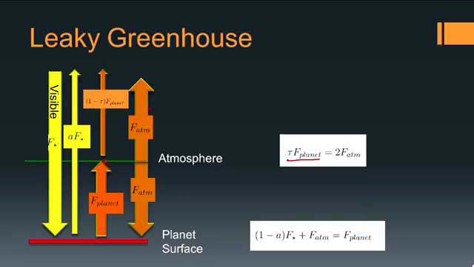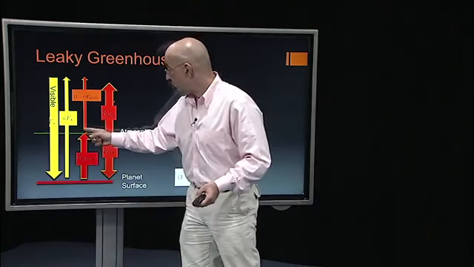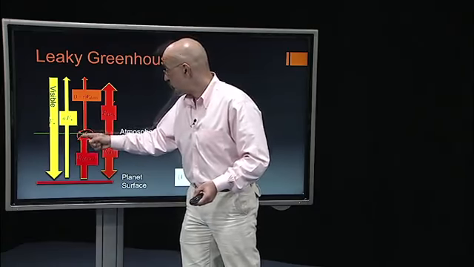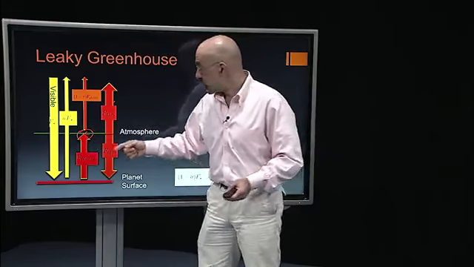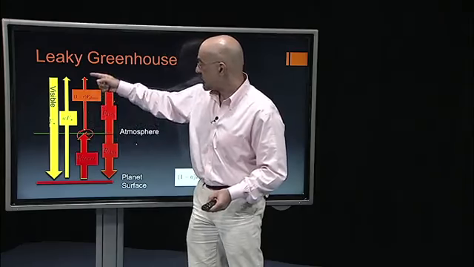So here you can see a situation where, say, carbon dioxide in the atmosphere absorbs some of the radiation from the Earth's surface, but at other wavelengths, the atmosphere is transparent. So some escapes out to space.